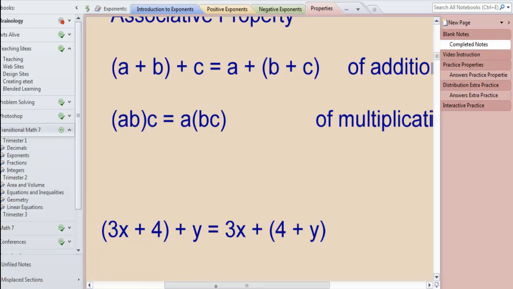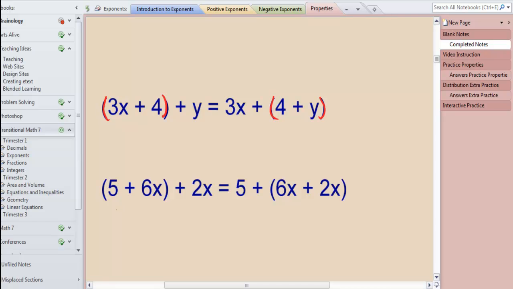In our next example, we have 3x plus 4 in parentheses plus y equals 3x plus 4 plus y in parentheses. Again, it doesn't matter if we add the 3x plus 4 first or if we add the 4 plus the y first. We'll get the same answer. Of course, in this example, we have all unlike terms, so you couldn't really add them together.